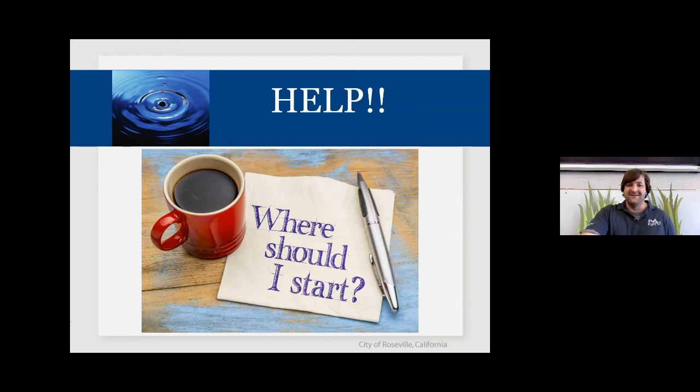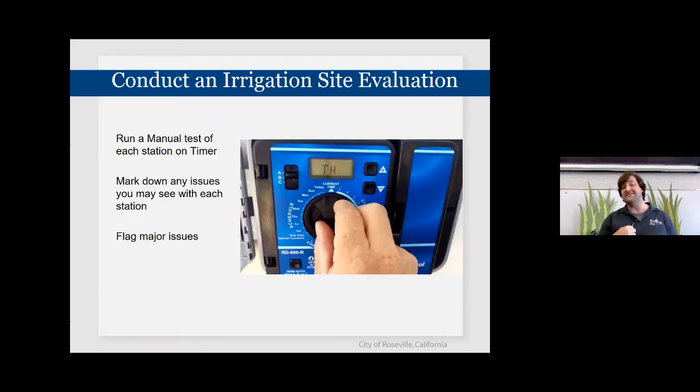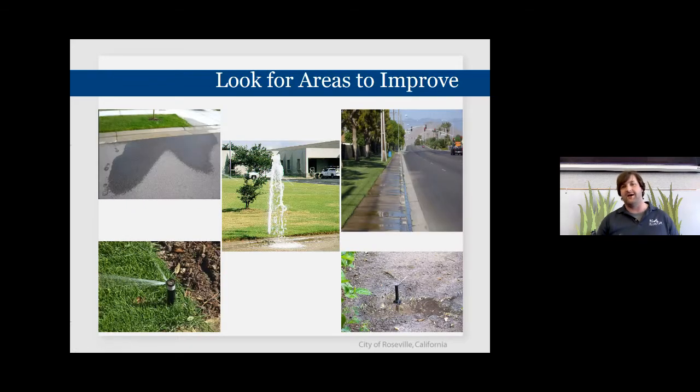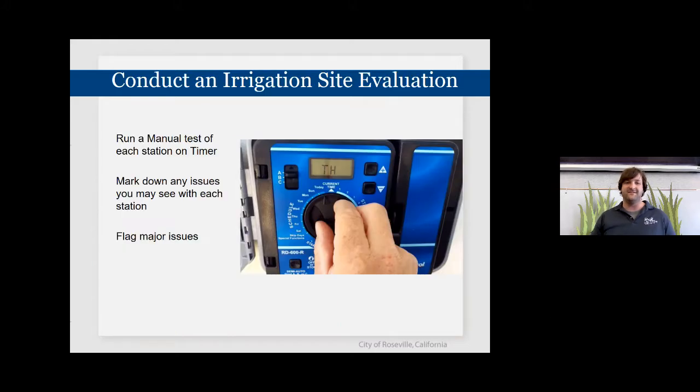So next slide. So where we start is right at the irrigation controller. And it's probably the same place you're going to want to start. Most of us have one of these to turn on our sprinklers or our drip. And you're going to want to run a manual test of each station on a timer. And I know what a lot of you are thinking, well, how the heck do I even do that? Running a manual station on the timer, a lot of them are pretty straightforward. You'll see a manual button on there.